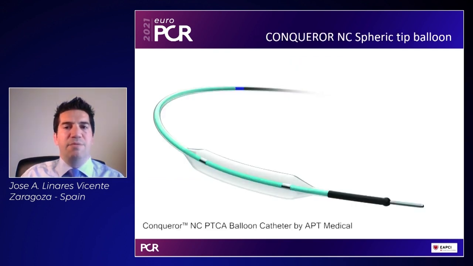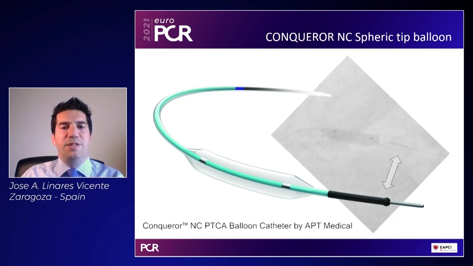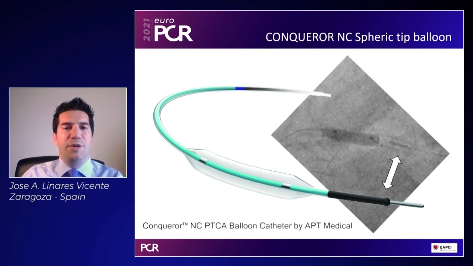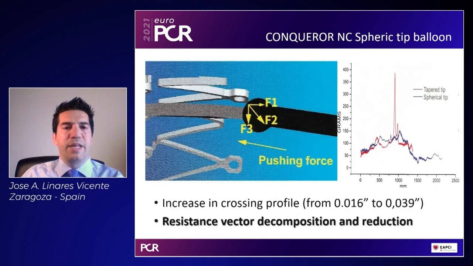The Conqueror NC balloon has an innovative design based on a spheric tip with a particular visualization at fluoroscopy. Despite an increased crossing profile, the spheric tip conditions a decomposition and a reduction of the resistance vector, facilitating the balloon entry into the stent.